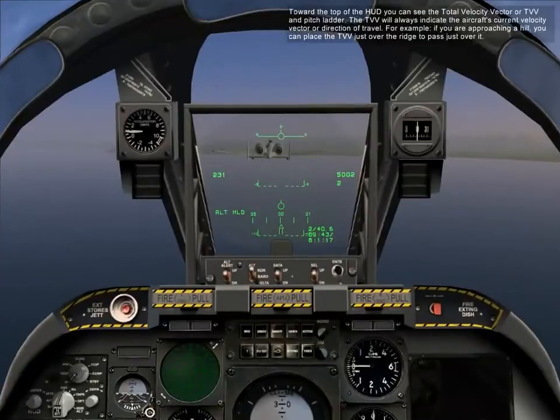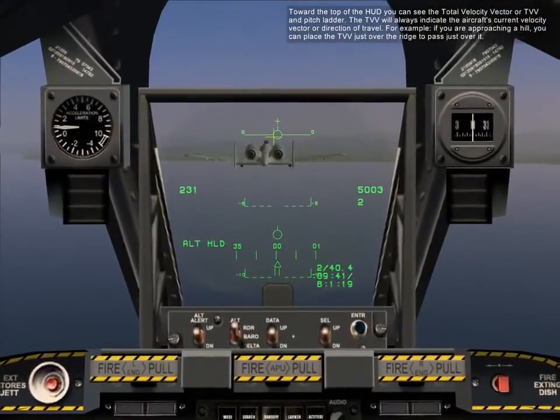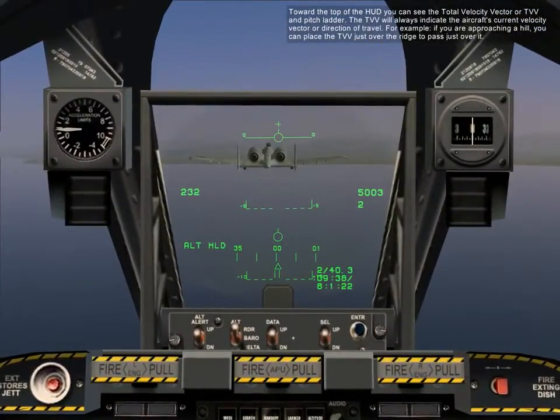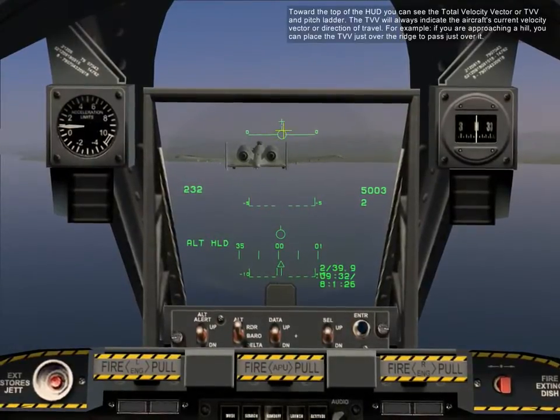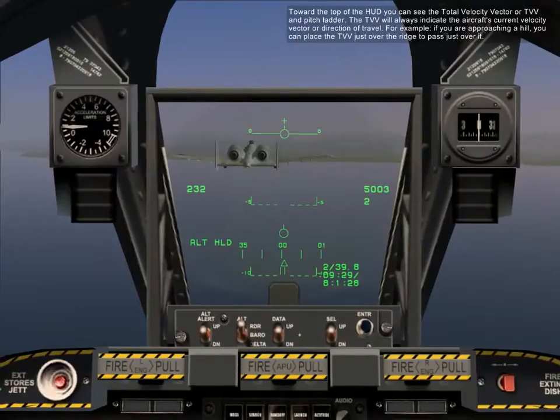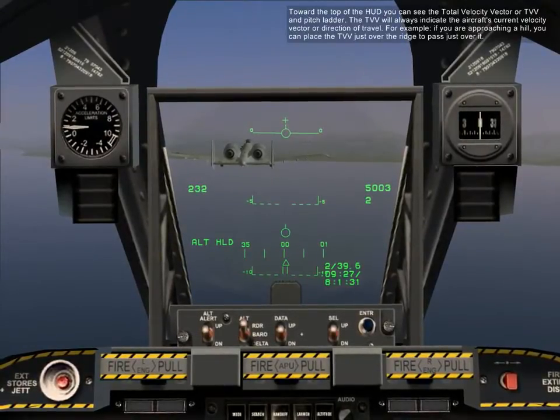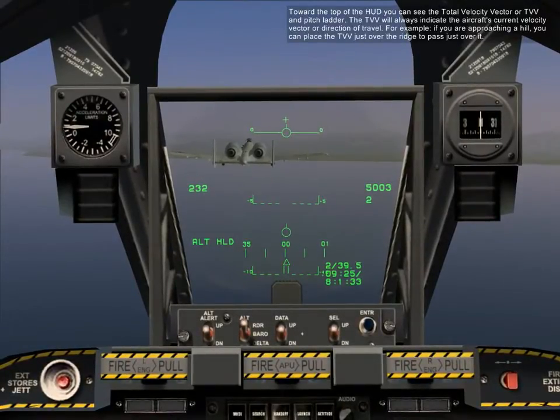Toward the top of the HUD, you can see the total velocity vector, or TVV, in pitch ladder. The TVV always indicates the aircraft's current velocity vector or direction of travel. For example, if you're approaching a hill, you can place the TVV just over the ridge to pass just over it.